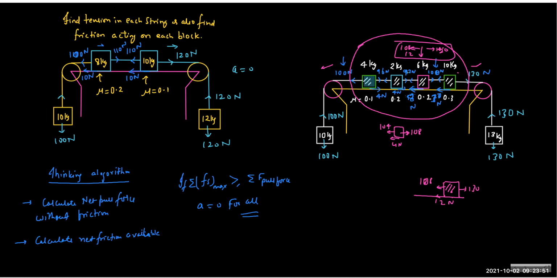So 30, this is 100. 100 will go this way. So this is 8. This is 92. Okay, this is 12. So 18.